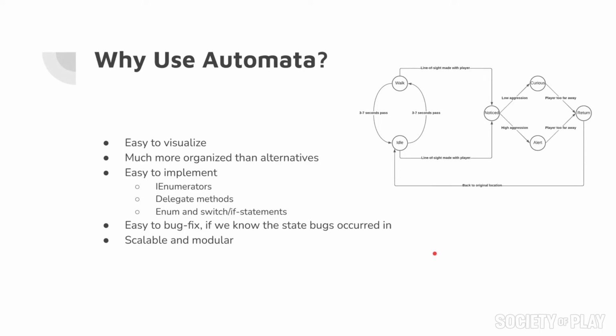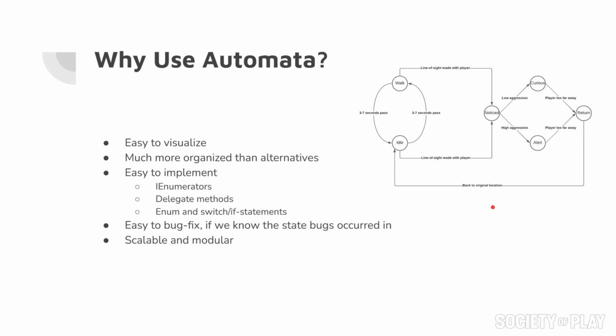Now, why do we use automata? Well, as you can see, this is very easy to visualize. The alternative is just to use loose code, I guess, that controls what happens. This is much more organized than alternatives, but we can actually implement this very easily also. My personal favorite example is to use enumerators and delegate methods. We can also use switch and enums if we really wanted to.